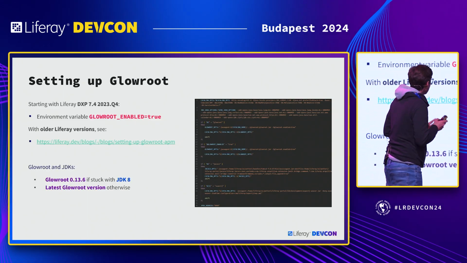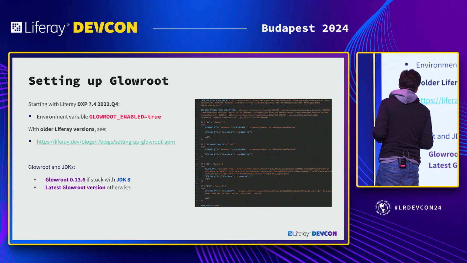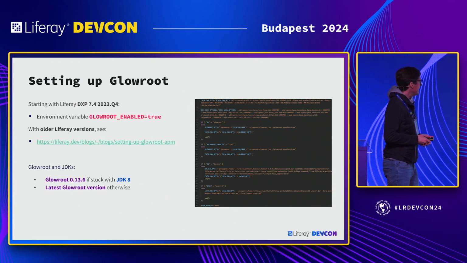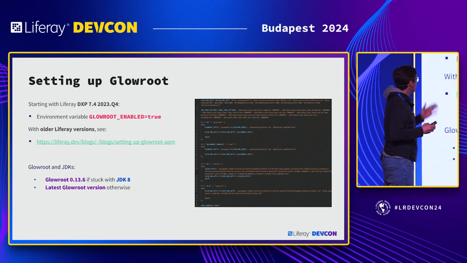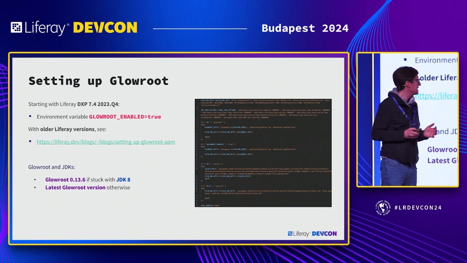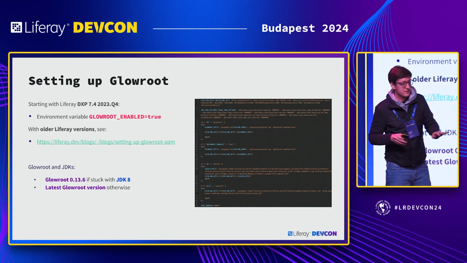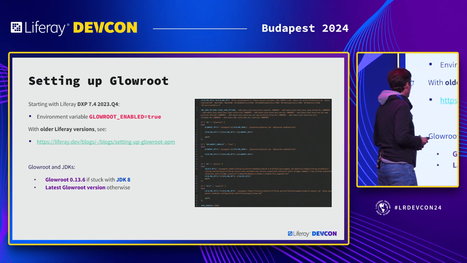Setting up Glowroot, we made it easy in recent versions, well, not that recent, like a year ago already. All you have to do is set this environment variable, Glowroot enable equals true. If you're on Windows, you will have to do a little bit more, but you can look at the details in the blog article over there.